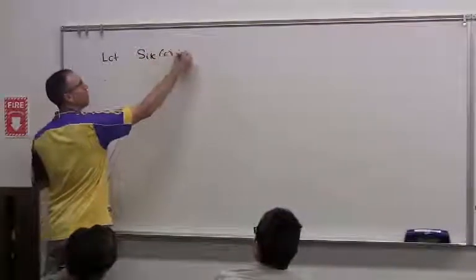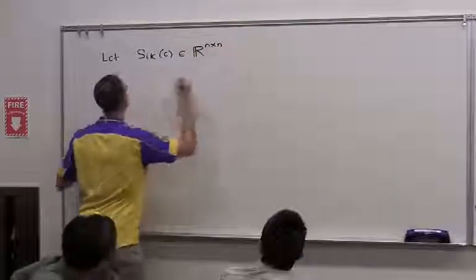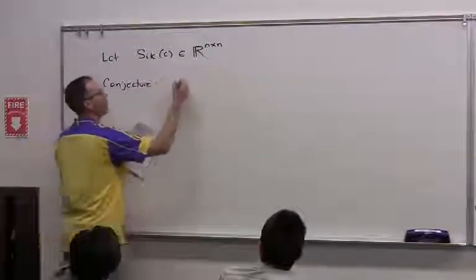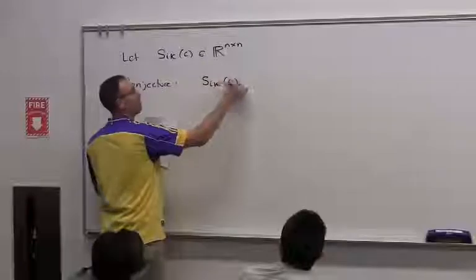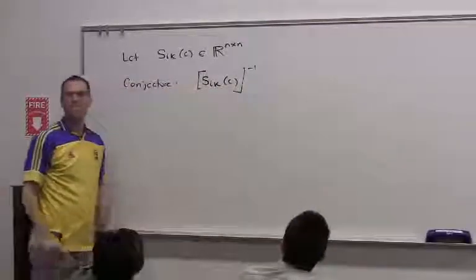Let S_IKC be an element of R^(n by n). Conjecture. And now you're going to see why I taught you the way I did. I mean, hopefully you've seen it the whole quarter, but it's the gift that keeps on giving. You ready?